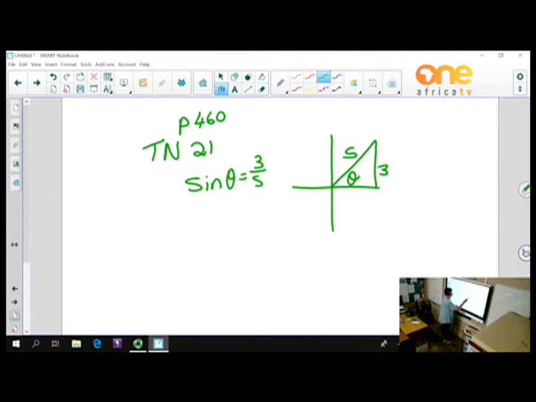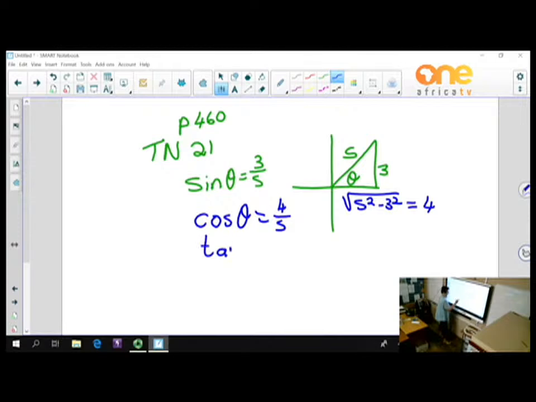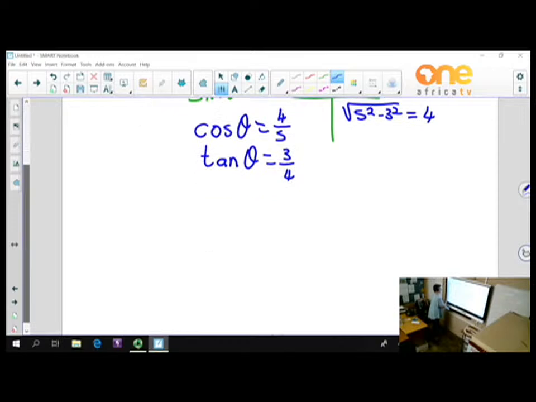To find cosine, we will then have to calculate this one. You can do that with Pythagoras, 5 squared minus 3 squared, which is 4. So I can now say that cosine theta is equal to 4 over 5. And tan theta is equal to 3 over 4. That is my ratio of these angles that I can get out there. Okay, so this is now where they are positive. The next one, number 2.